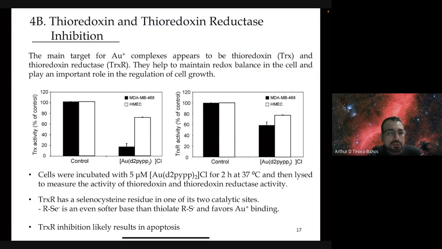So this was an experiment where cells were incubated with 5 micromolar of the compound, 2 hours, 37 degrees. The cells were lysed, and then the activity of thioredoxin and thioredoxin reductase was examined. Thioredoxin reductase has a selenocysteine, so the sulfur is substituted with selenium in one of its 2 catalytic sites. So the presence of the seleno group actually makes that base even softer than the thiolate group. Okay, and so it's believed that inhibition can result in apoptosis. All right, so that's a really nice finding there.